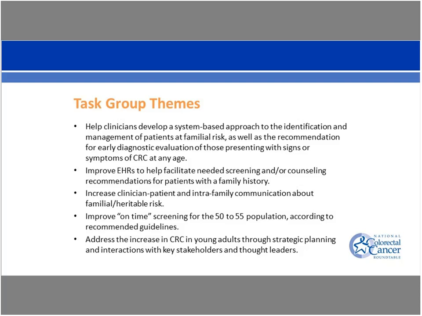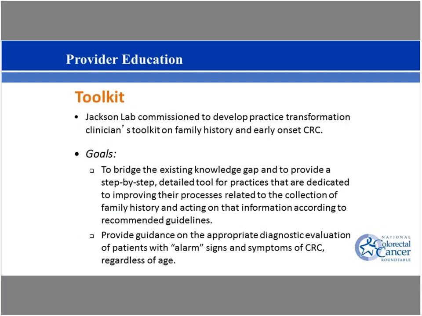Although we have undertaken a number of projects that address individual themes, we felt that a more comprehensive resource would be of great value. The Jackson Laboratory was therefore commissioned, after a competitive bid process, to develop a practice transformation clinician's toolkit on family history and early onset colorectal cancer. The goals of the toolkit were to bridge the existing knowledge gap and to provide a step-by-step detailed guide for practices dedicated to improving their processes related to the collection of family history and acting on that information according to recommended guidelines, and to provide guidance on the appropriate diagnostic evaluation of patients with alarm signs or symptoms of colorectal cancer, regardless of age.